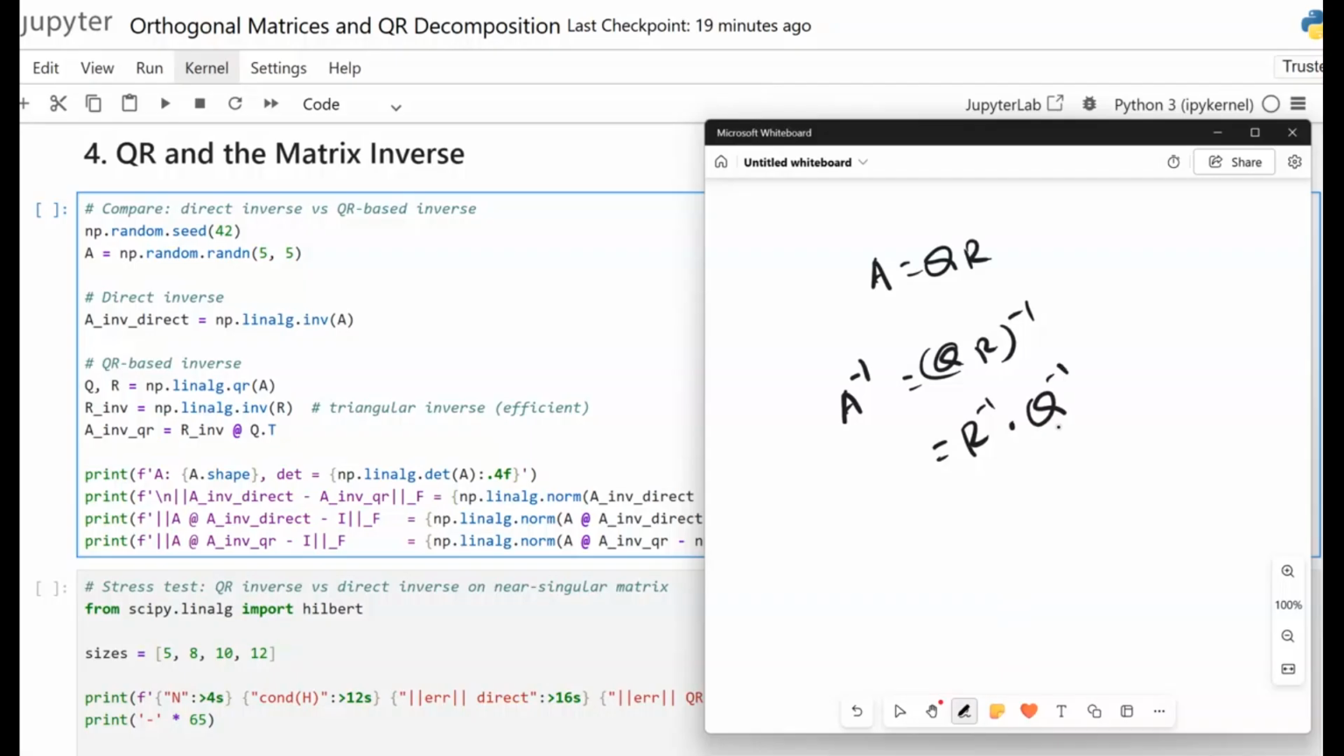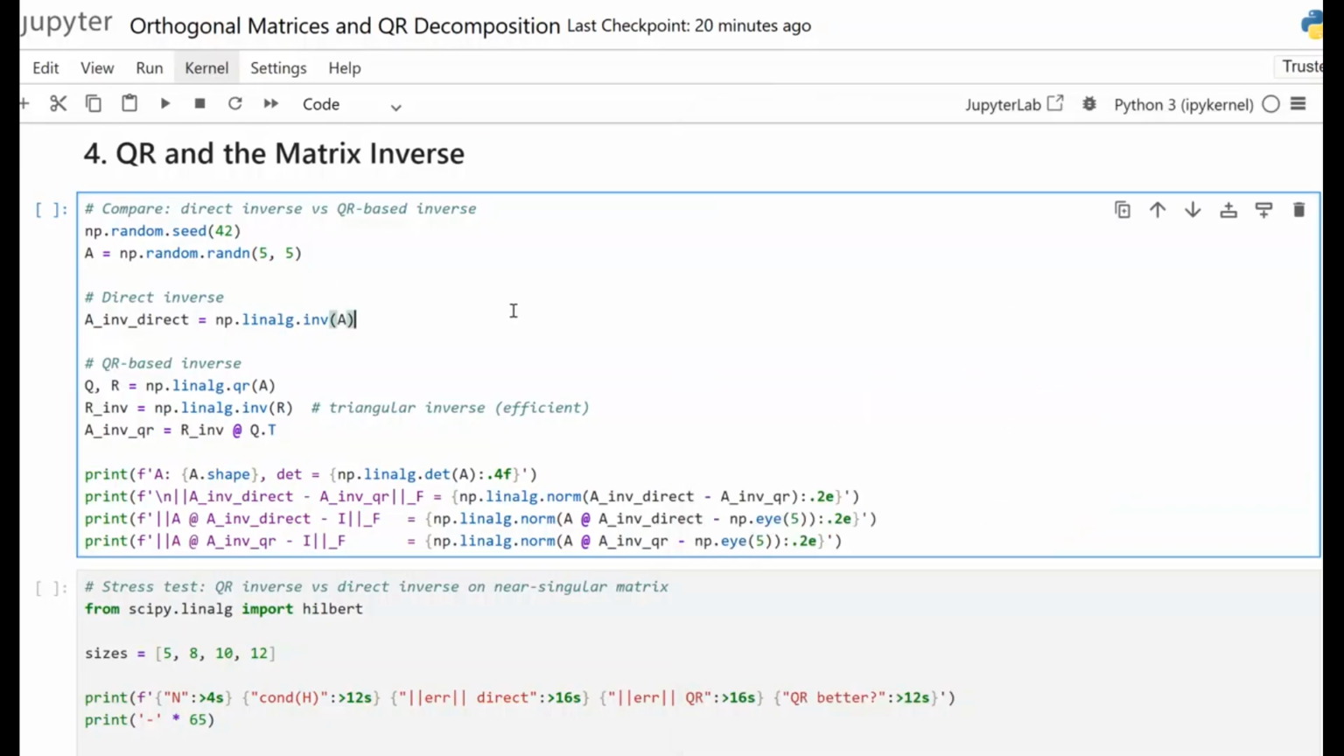And kindly observe, dear friends, this Q inverse you can directly specify as Q transpose, so we get R inverse multiplied by Q transpose. It's free and exact, just a transpose, that's it. And this R inverse is the inverse of an upper triangular matrix, which can be computed efficiently and stably via back substitution. And dear friends, both Q, which comes from Householder reflections, and R from Q transpose A are numerically stable.